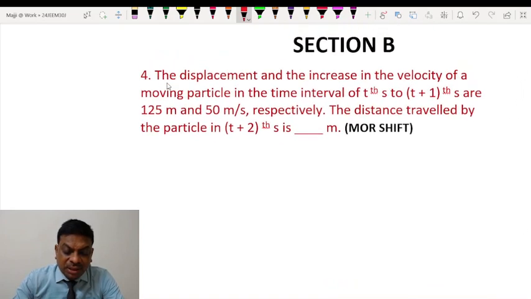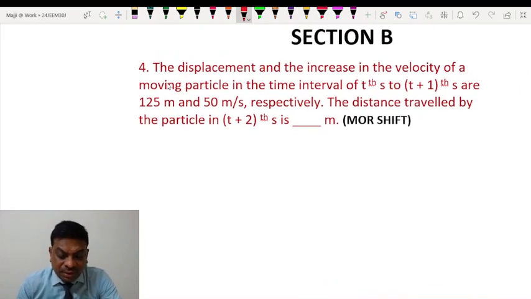Question number 4. The displacement and the increase in the velocity of a moving particle in the time interval of t second to t plus 1 second are 125 meters and 50 meters per second respectively. The distance travelled by the particle in t plus 2 second.